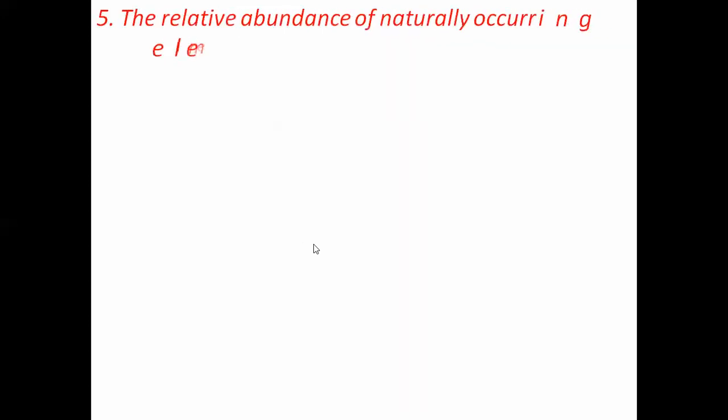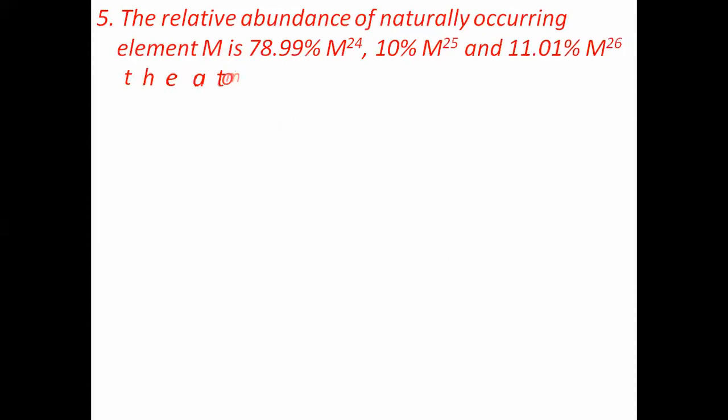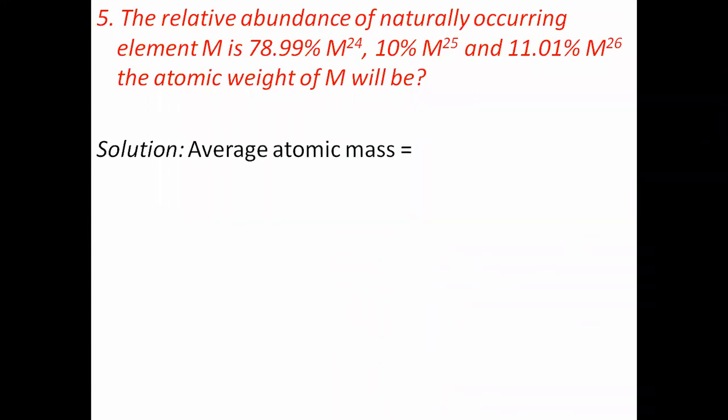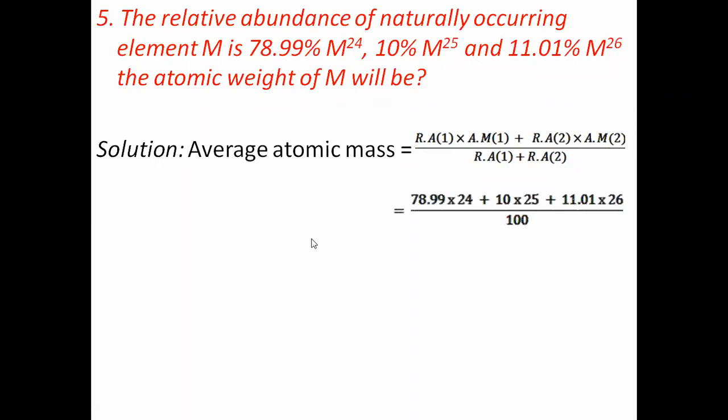Coming to our last problem: the relative abundance of the naturally occurring element M is 78.99% M24, 10% M25, and 11% is M26. The atomic weight of M will be, again, the very same thing. The only difference is that now they have given us 3 isotopes. So for the average atomic mass, I'm writing the same formula, but since there are 3, I will go for the third one also, which you can see over here.